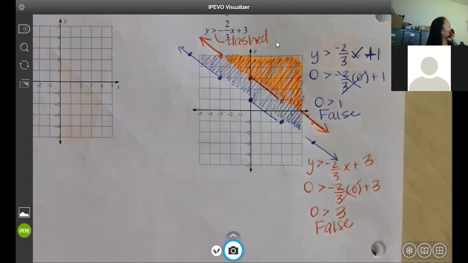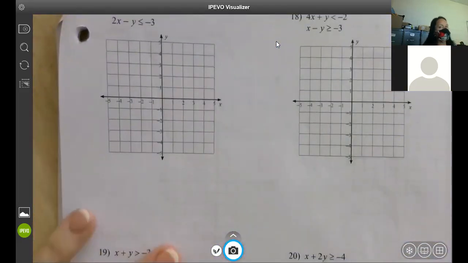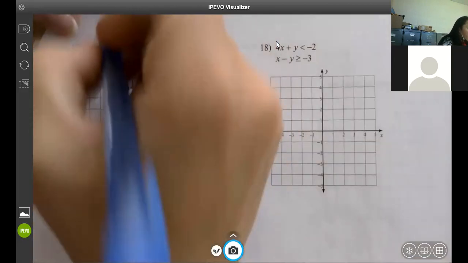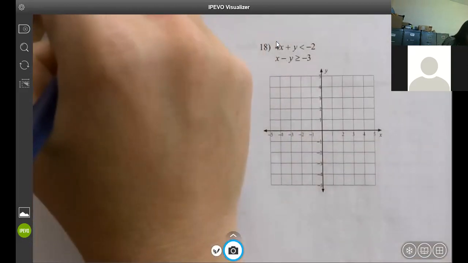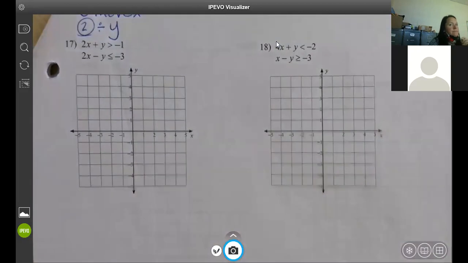All right. Any questions so far? Again, same thing we did yesterday. We're just doing 2 graphs at one time. Flip it over. So the first 3 are exactly the same. We've got to get it into y equals. So remember your steps. Your first step is to move x. And your second step is to divide by the number with y.